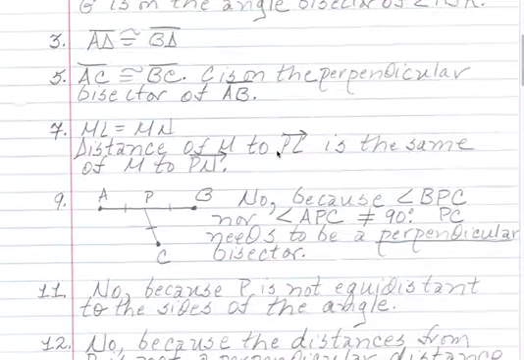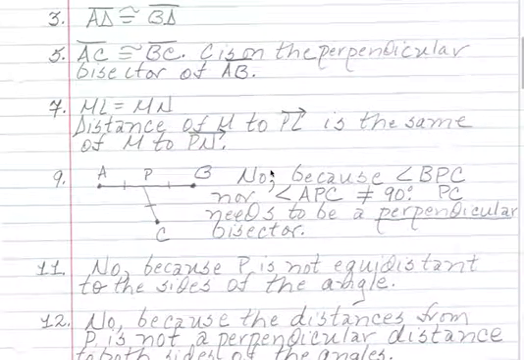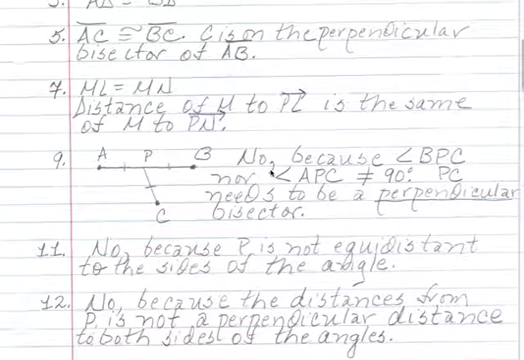All right, number seven. We're looking at a different diagram now. On number seven, it says, how is the distance between point M and ray PL related to the distance between M and ray PN? Well, the distance between M and L, and the distance between M and N is the same, because it's on the angle bisector.